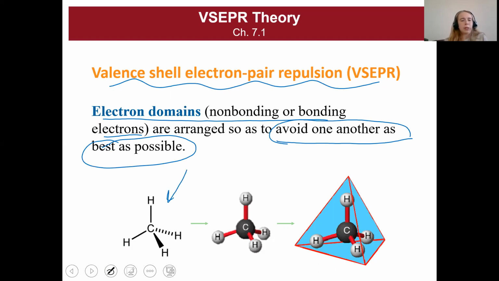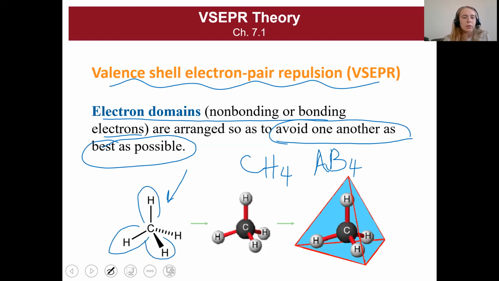Methane is a really simple molecule. It's CH4, so it's carbon with 4 hydrogens, and this could be written in our formula of AB4, where carbon is our central atom A and hydrogen is our terminal atom B. All right, so in this case, we've got CH4. We have 4 single bonds from carbon to each of the different hydrogens.